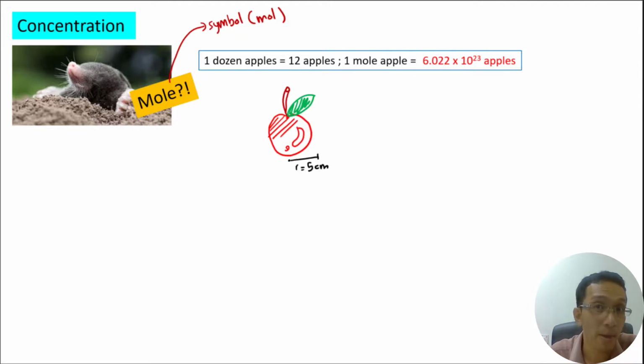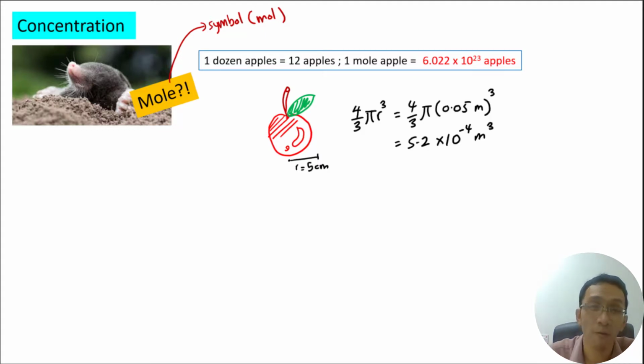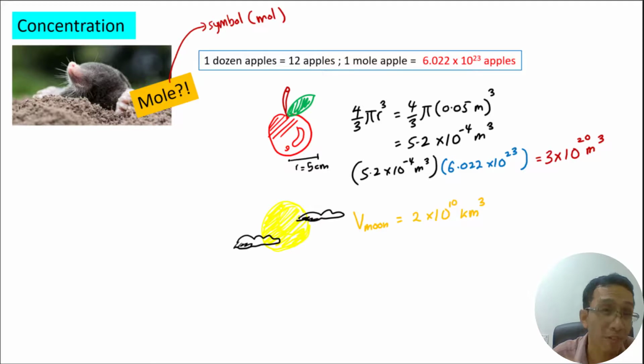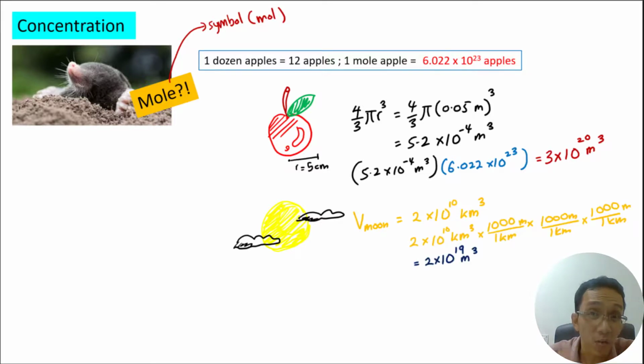If we view 1 apple as a sphere with a radius of 5 cm, when we calculate, we get a volume of 5.2 times 10 to the power of negative 4 meter cube. If you multiply that with the Avogadro number, you will get around 3 times 10 to the power of 20 meter cube in terms of volume. Our moon is 2 times 10 to the power of 10 kilometer cube in volume, which is equivalent to 2 times 10 to the power of 19 meter cube. Comparing these two numbers together, it means that if you can clump 1 mole of apples together, its size will be bigger than our entire moon. So you can see there is no practical value of mole here.